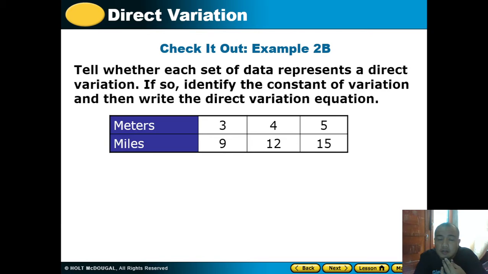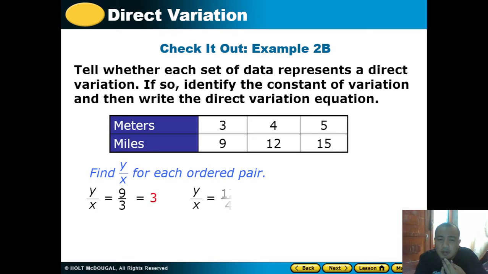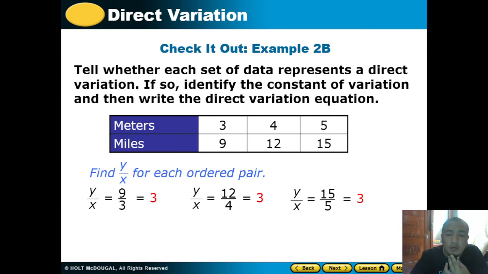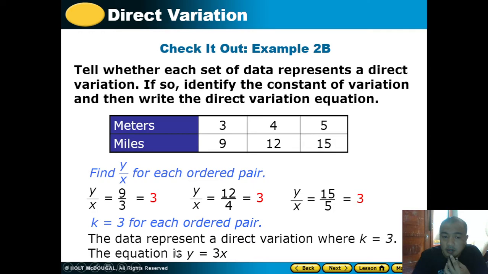Now here, meters and miles: 3, 4, 5, 9, 12, 15. As x increases, y increases. Let us determine the constant of variation, k, y over x. 9 divided by 3, 12 divided by 4, 15 divided by 5, they are all equal to 3. Therefore, this set of data represents a direct variation, where k is equal to 3. That's the constant of variation. And what is now the equation of variation? y equals kx, so y equals 3x. Here is the equation of variation.